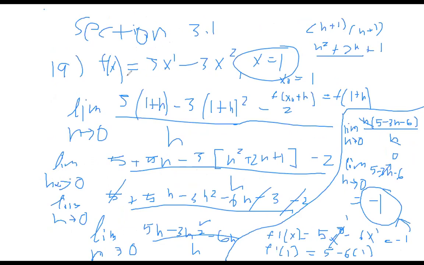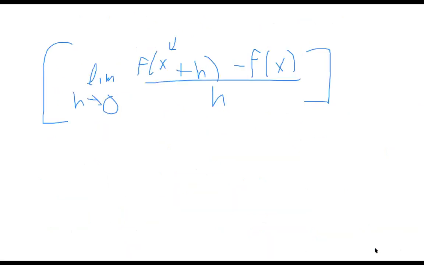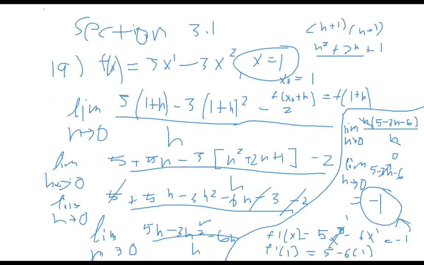So you remember how I said that it's f of x plus h minus f of x. Since we're trying to find it at a point, we said this was 1, so this is f of 1. If you want to find f of 1, you have to plug in 1 to this and this. So you have 5 times 1 minus 3 times 1 squared. So 5 minus 3, that's 2. That's how we got that part. Does that make sense? Yeah. Okay.